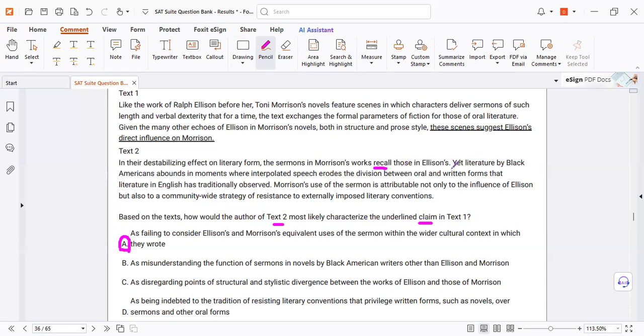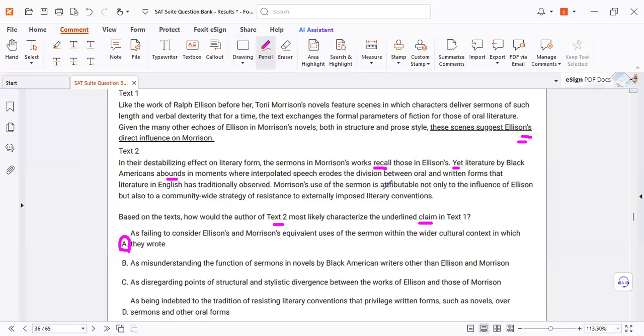All right. Yet, however, literature by Black Americans abounds in moments where what? Interpolated speech erodes the division between oral and written forms that literature in English has traditionally observed. Up to now, I don't find any information about the underlined part. I am looking for the response to the underlined only. Now your answer is not here.